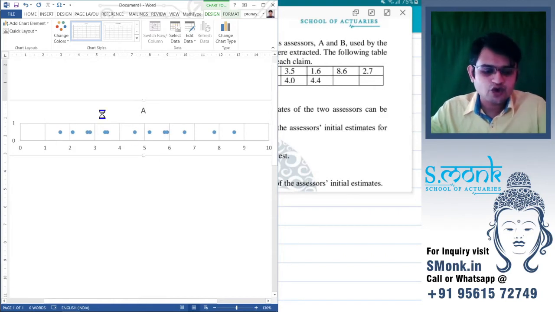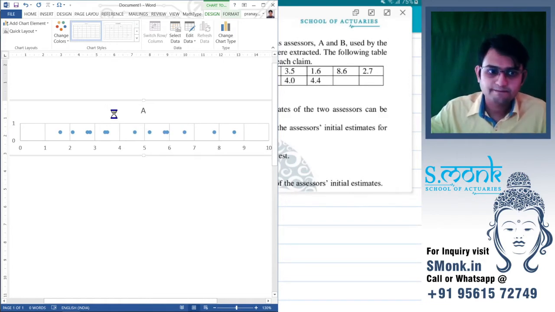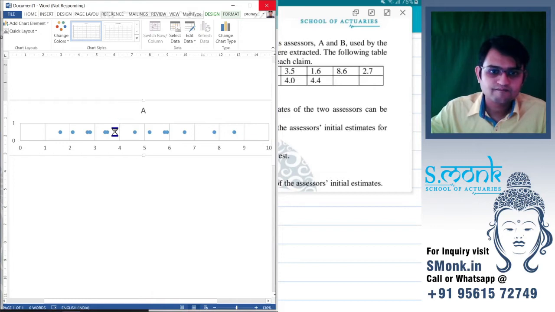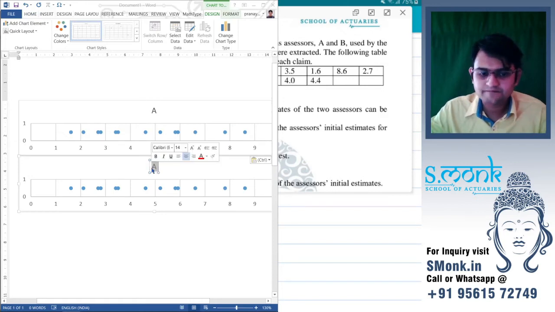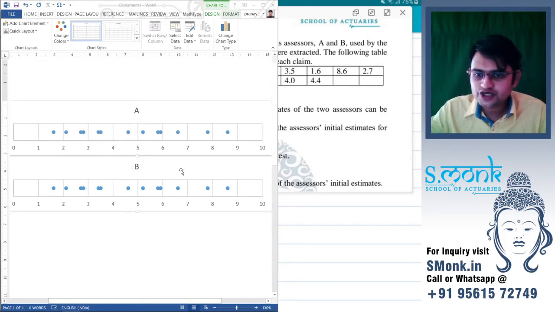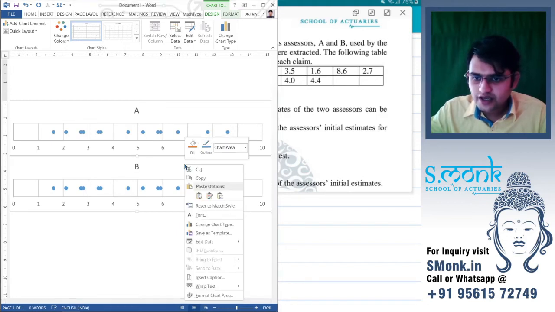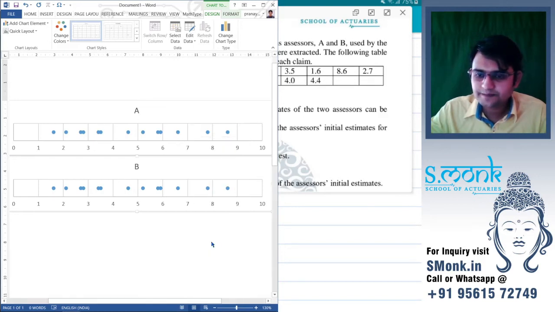One thing I can do is copy and paste. I have another here, and I will name it B. What I have to do is change just the data of this. To do that, I will click on B and right click. Here we see Change Chart Type, but we do not have to change the chart type; we have to edit the data. So I'll click on that.